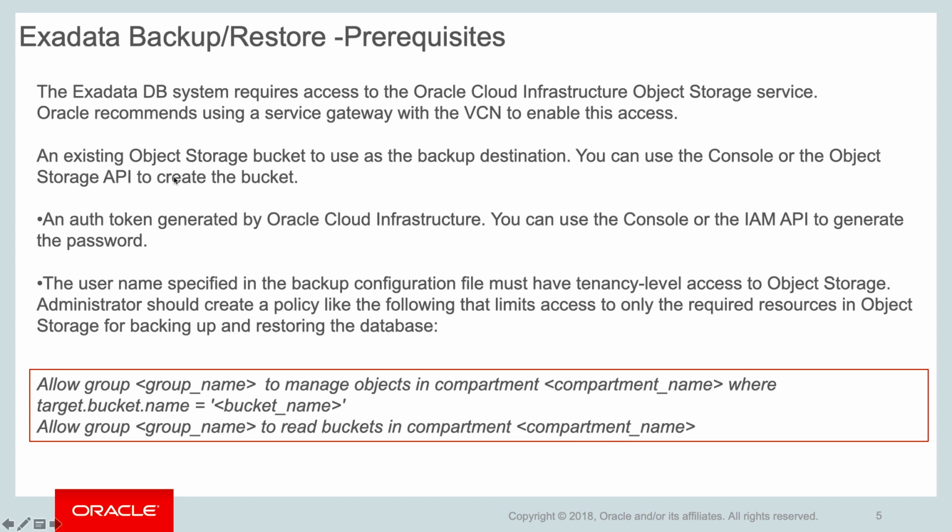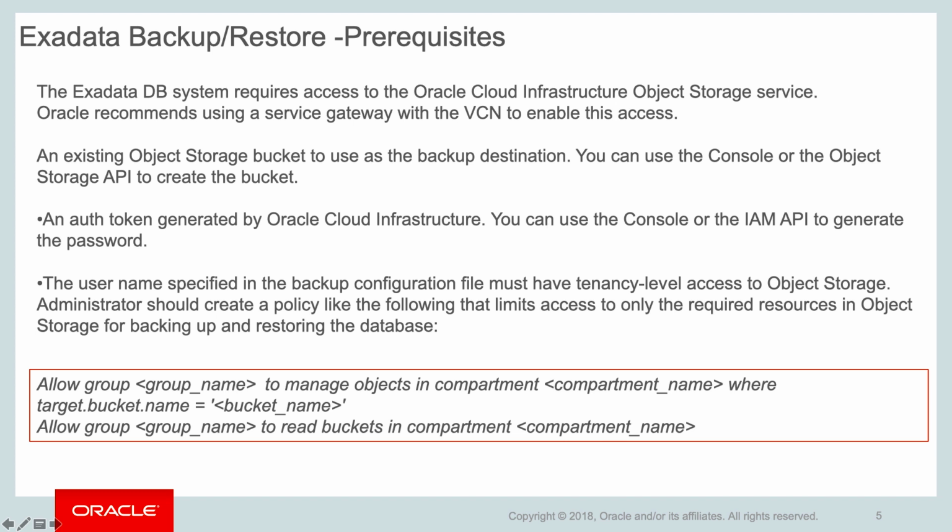You need to have an object storage bucket which will be used as your backup destination. You can create the object storage bucket using either the console or the object storage API. Another thing you have to do is create an auth token on your Oracle Cloud Infrastructure. Again, you can use either the console or the IAM API to generate this particular password.